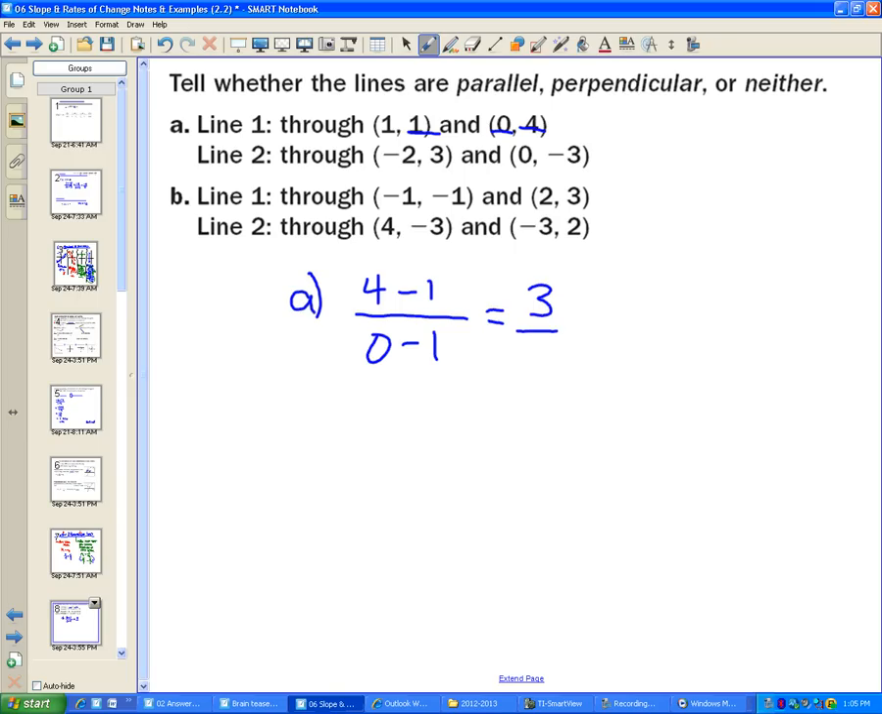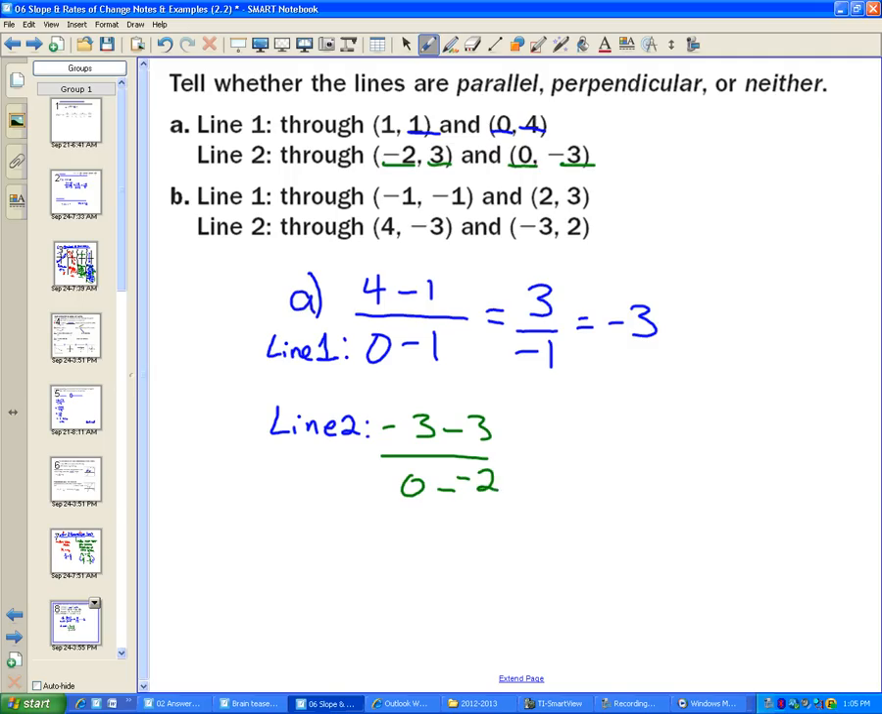0 minus 1 is negative 1, so this is negative 3. So let's find, this was line 1. Let's find line 2. So line 2, the slope, we have negative 3 minus 3 over 0 minus a negative 2. Negative 3 minus 3 is negative 6. 0 minus a negative 2 is 0 plus 2. So this is negative 6 over 2, which is negative 3.